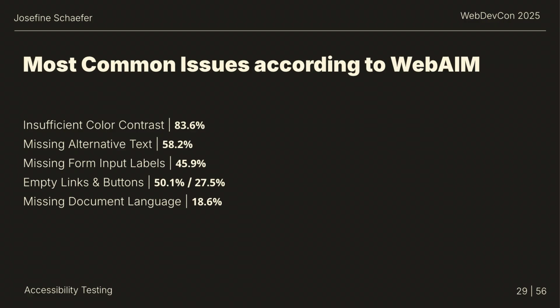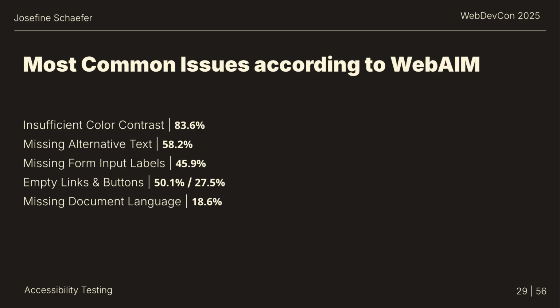There is a report by WebAIM. It's called WebAIM 1 Million, and they're looking at the most common issues across all the different websites, the most popular websites. They crawled them automatically, and they had a look. What are the most common accessibility issues, right, on all of these pages?